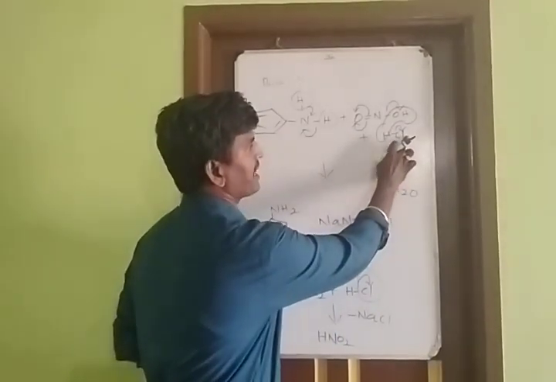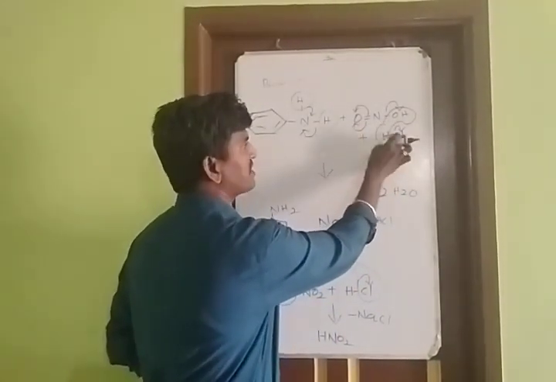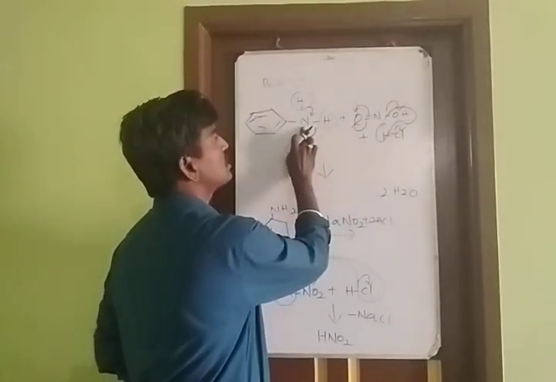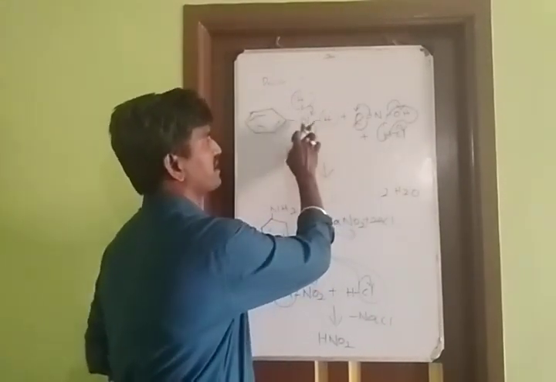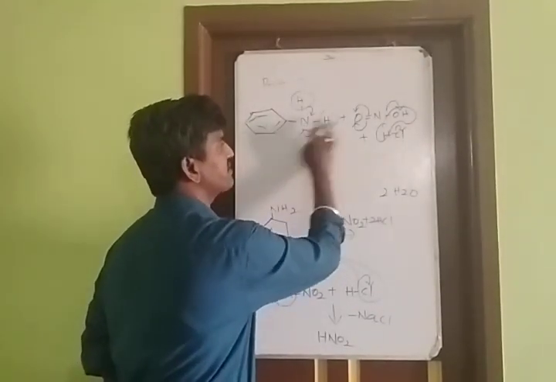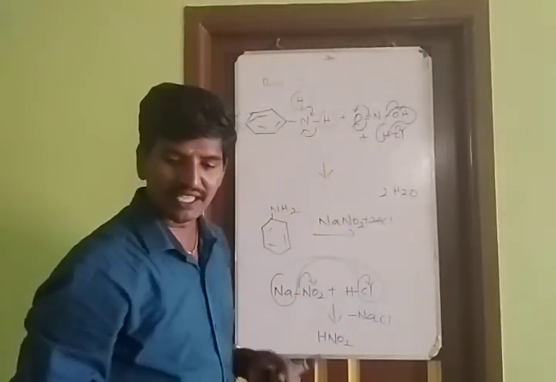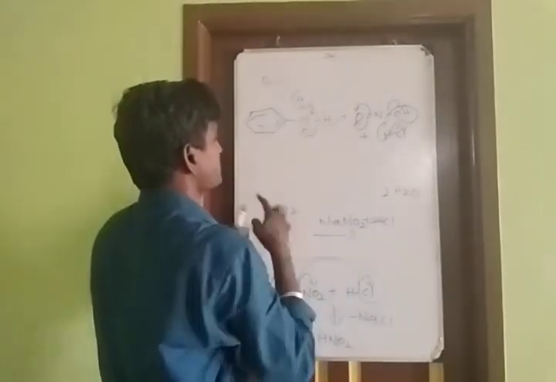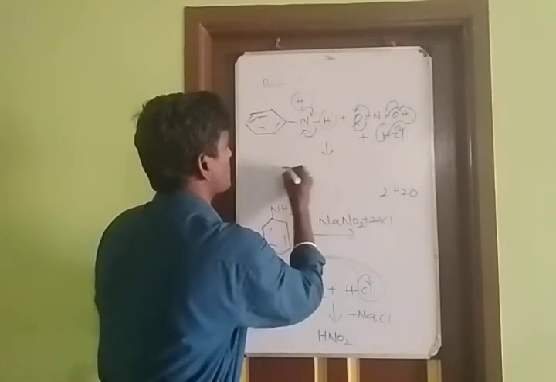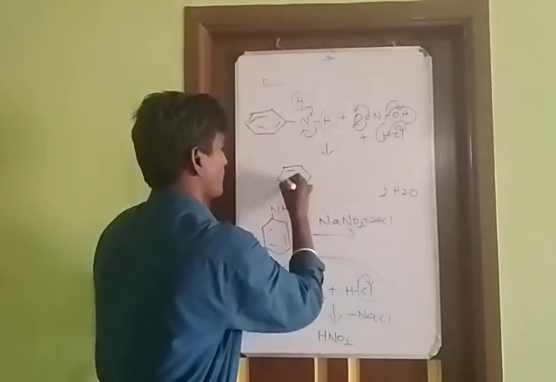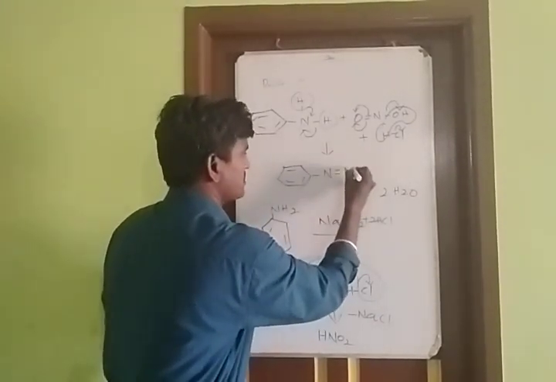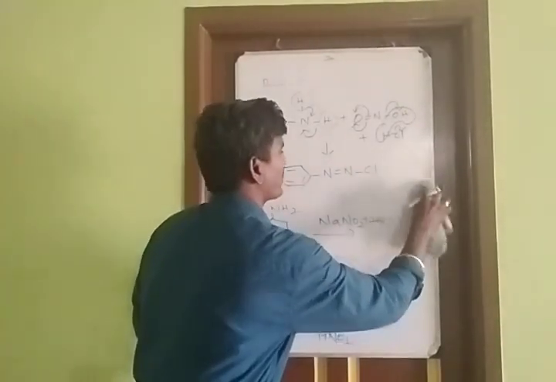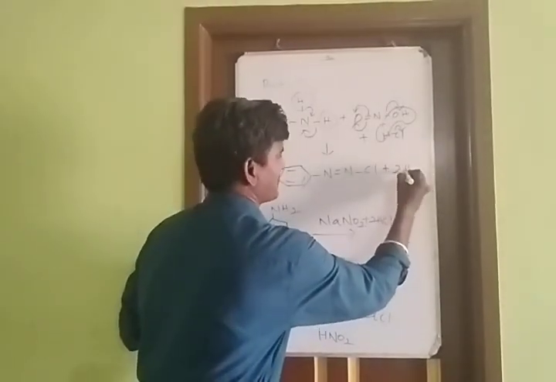Listen here, Cl minus, N plus, N bond Cl. Next, here N2 minus, here N2 plus, here N2 minus. So a double bond forms between these 2 nitrogens. You can get benzene diazonium chloride. Are you clear? Benzene diazonium chloride, C6H5N2Cl. Its byproduct is 2 moles of water.